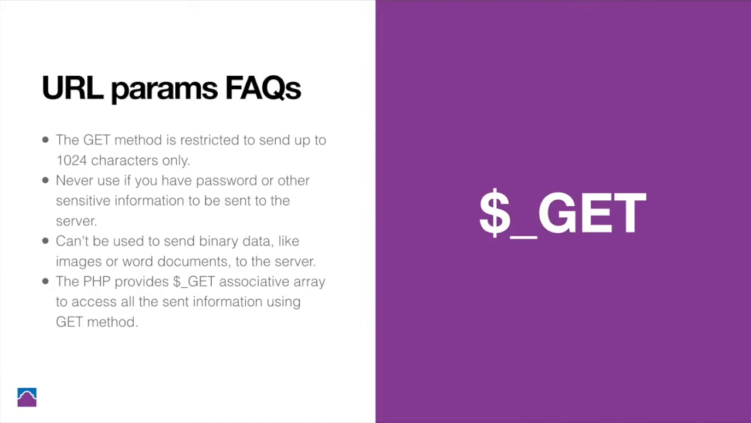And then also GET can't be used to send binary data, like an image or a Word document. That can't be transmitted through the URL. PHP provides that variable name as an associative array to access all the set information using that GET method. So just like last week when we talked about associative arrays, where you set a key and a value in your array, that's essentially what PHP does for you automatically when you have a URL that has that information.